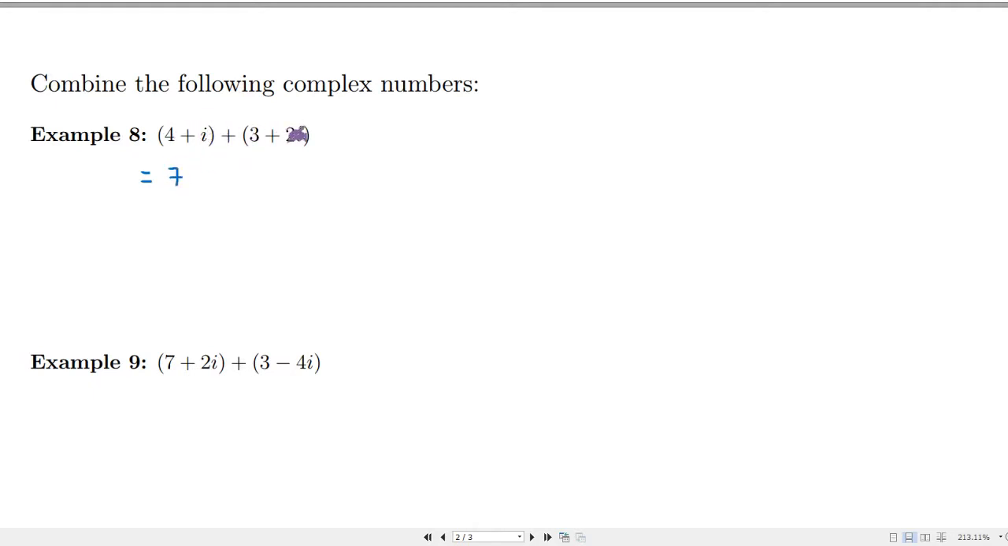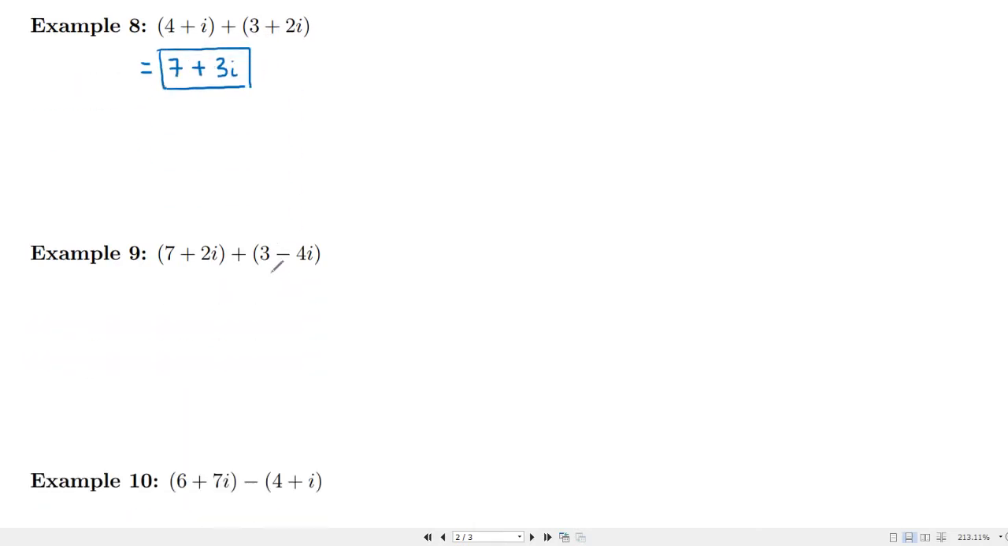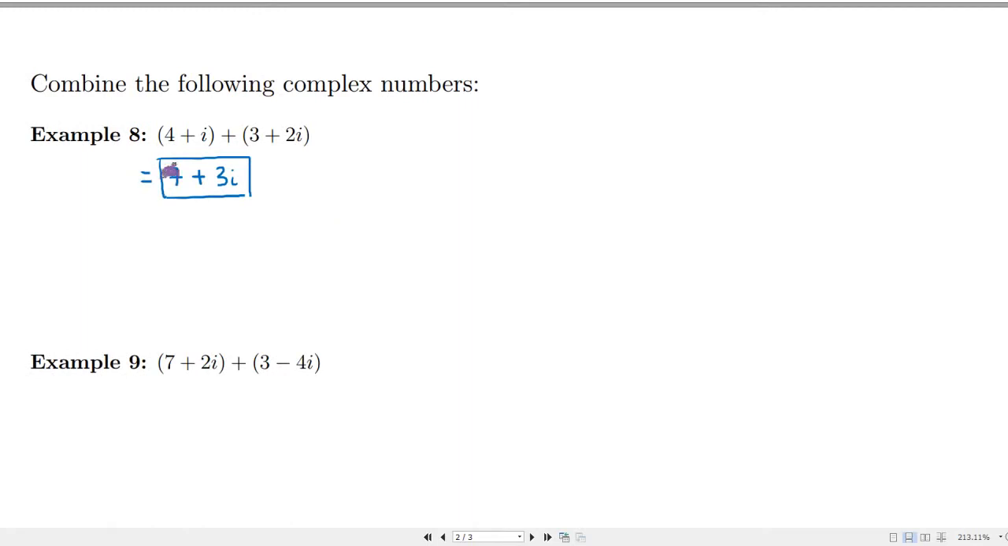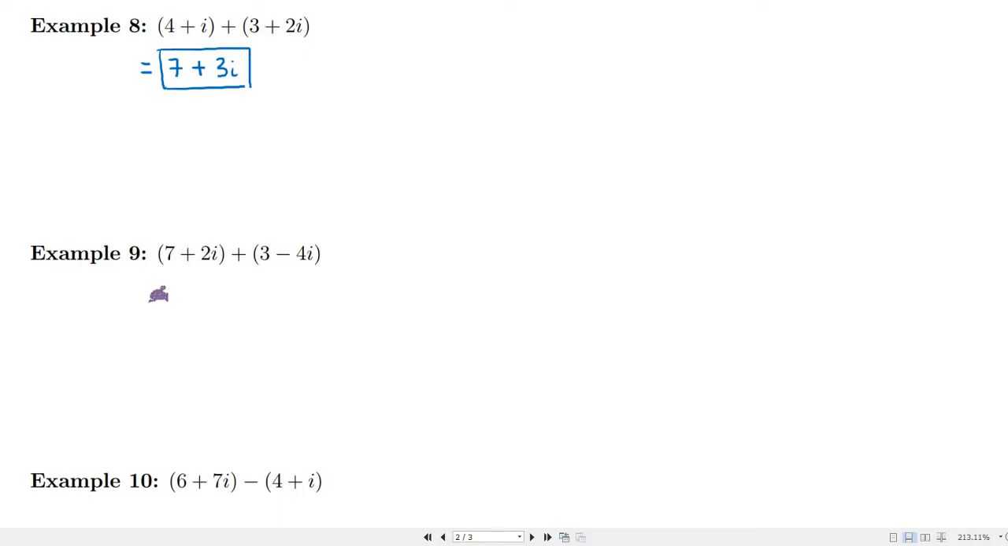And then i plus 2i, well, those are like terms, so you would add the coefficients. So 1 plus 2 is 3, so I'd have 3i. Down here, you could write this intermediate step if you want, but I think that was pretty clear. So here, what would we have?